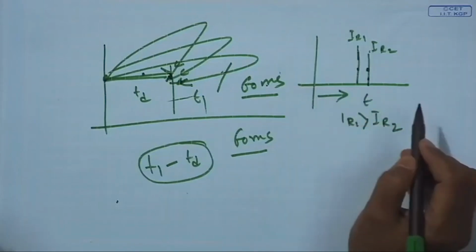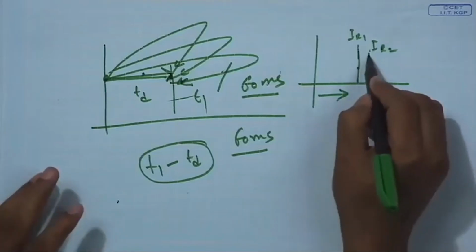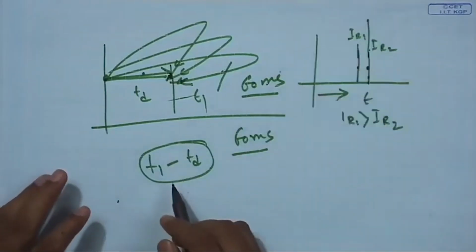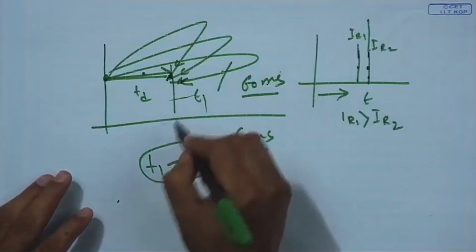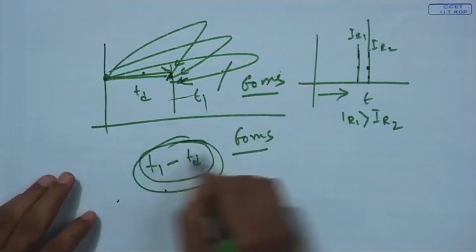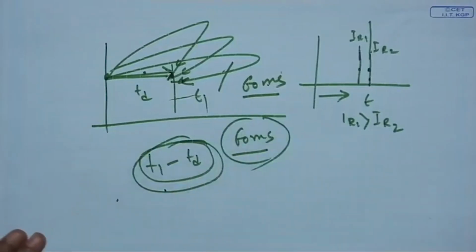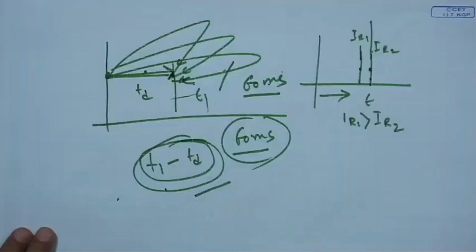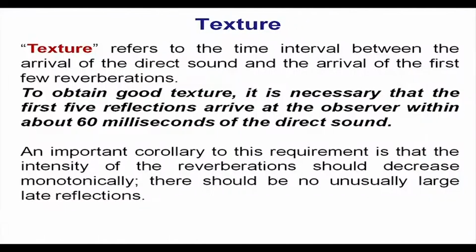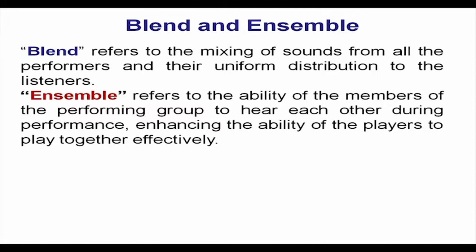Now, if the second reflection is very high, then it creates discomfort. So, then texture is not good. The texture will be good if these 5 reflections come within 60 millisecond and the intensity of each reflection gradually or linearly decreases. Then we say the structure of the room is good. Okay. Then blend and ensemble.